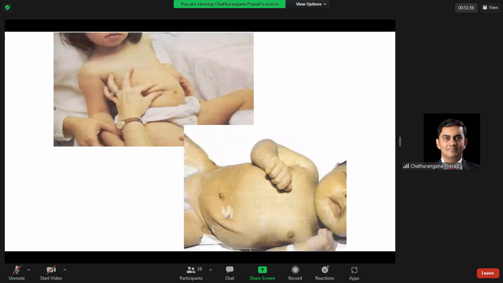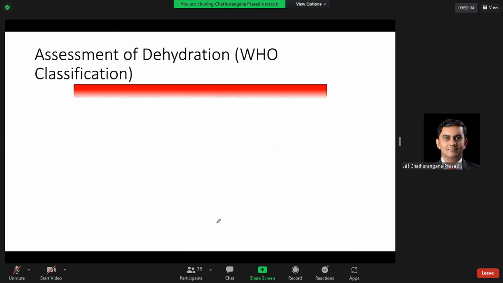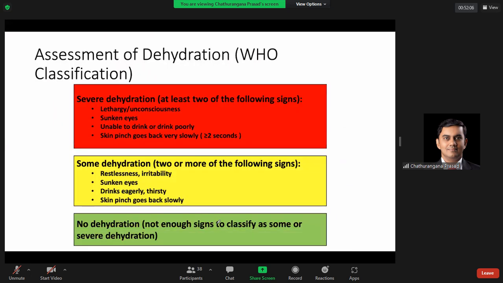So this is how we test for the skin turgor. If the child is severely dehydrated, this will not go back quickly. Usually it should go back to the normal position within about 2 seconds. So this is the clinical criteria to classify as some dehydration, no dehydration, or severe dehydration.